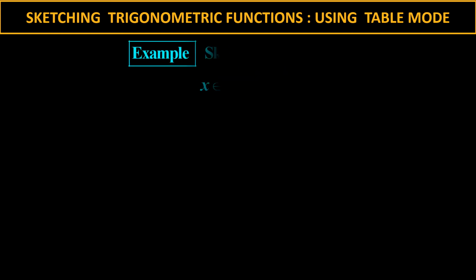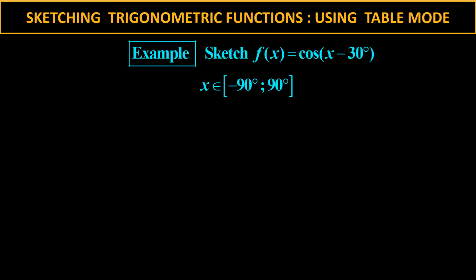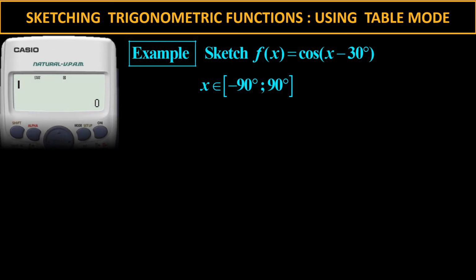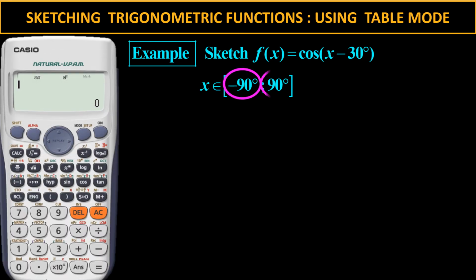Let's look at another example to illustrate the use of your calculator. Here I've got f(x) equal to cos(x minus 30), and I'm using a domain of negative 90 to 90. Again there you get your mode, you choose 7. Your start will be negative 90 and your end will be 90. I'm not showing all the steps of using your calculator. I just want to focus on the step, because your start and your end are always given.